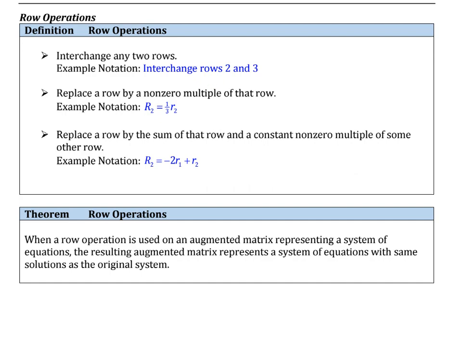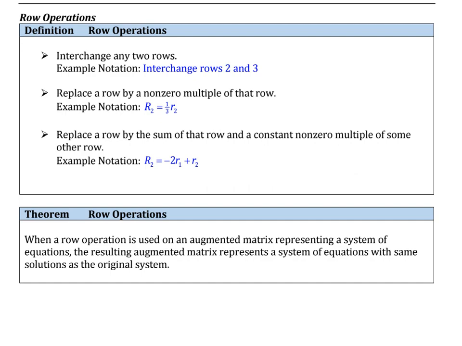We can notate that by saying, for example, interchange rows 2 and 3. And you'll notice in the next two, our capital letters are the new rows, our lowercase letters are the old rows. So if we take row 2 and multiply it by 1/3, that would be our new row 2. That would be an example of this second row operation. Or we can take -2 times row 1, add that to row 2, and that would replace R2, row 2.